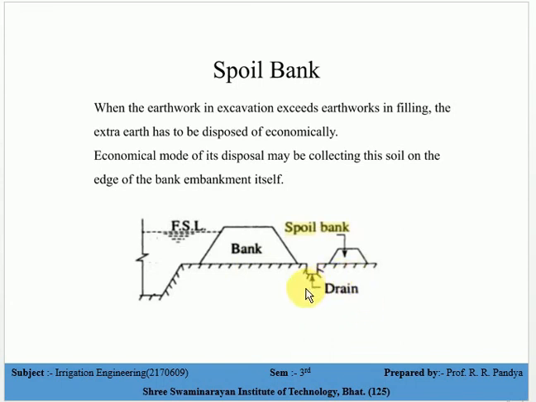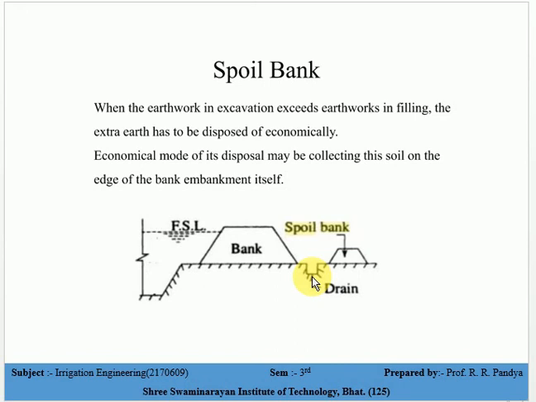For the safety we have to provide a drain here. So if in case there is an excess of water applied and it exceeds this bank level, the water should be drained out from here.